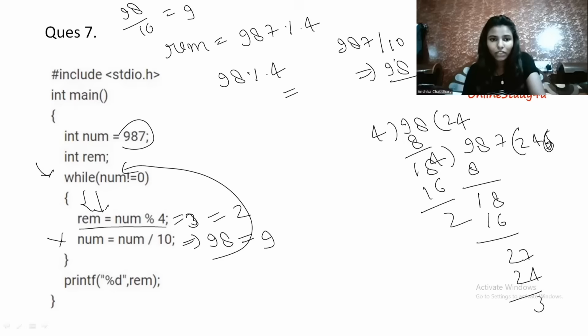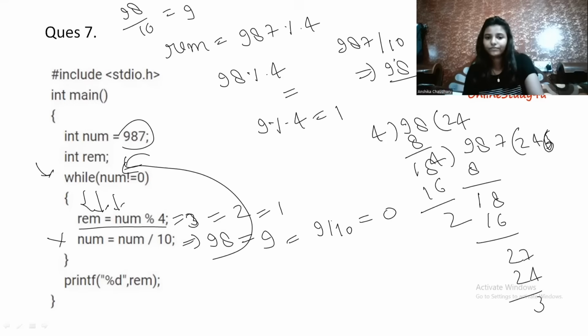Again we will come into the while loop, and this will check whether 9 is not equal to 0. Of course it is not equal to 0. Again the same operation is performed. Remainder is num modulus 4, so 9 modulus 4 is equal to 1. So this value is now 1, and the number is 9 divided by 10, so this will become 0.